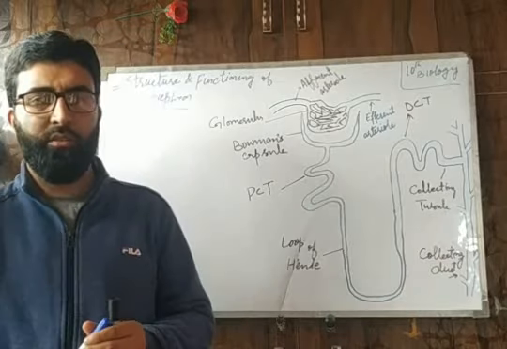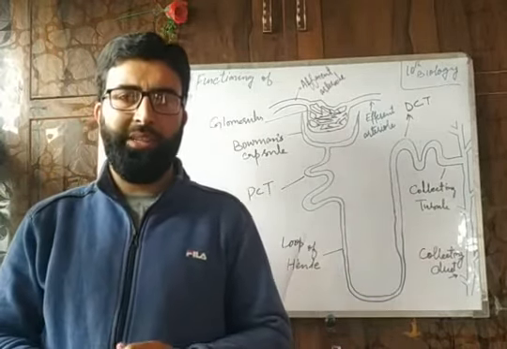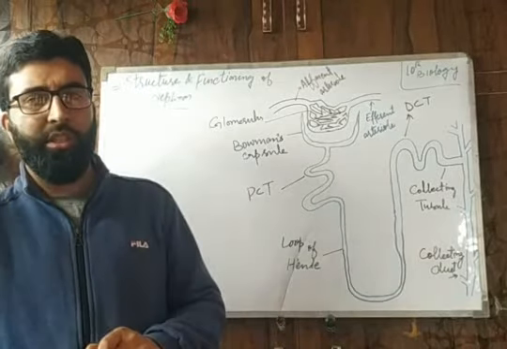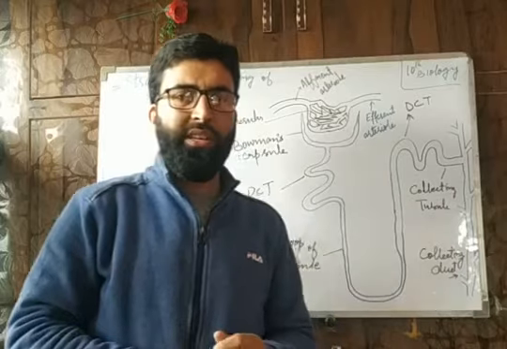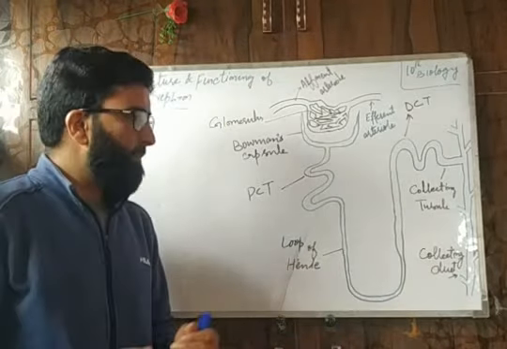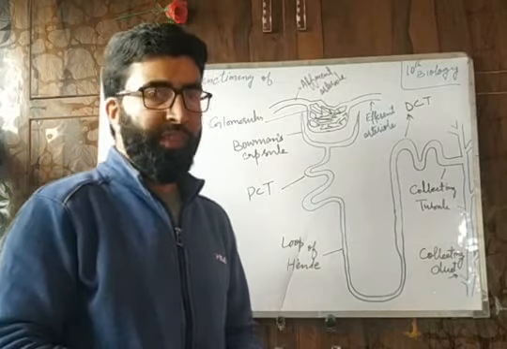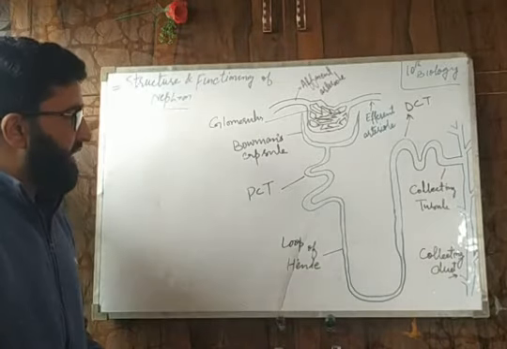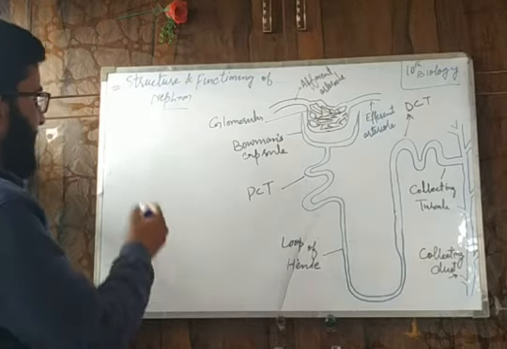In previous classes we read that the kidney is the main or primary organ of excretion, and each kidney consists of a million nephrons. So we can see that a nephron is the basic structural and functional unit of the kidney. When we see its structure, this nephron consists of two parts.